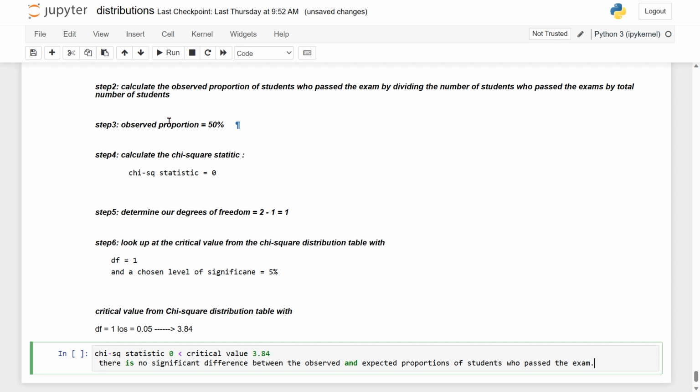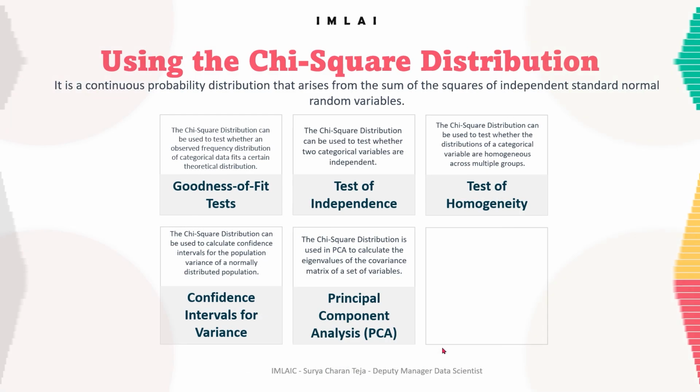So it's important to know that the chi-square test assumes that the data are independent, random, and come from a large enough sample size. And this is what a chi-square distribution is for a data scientist.